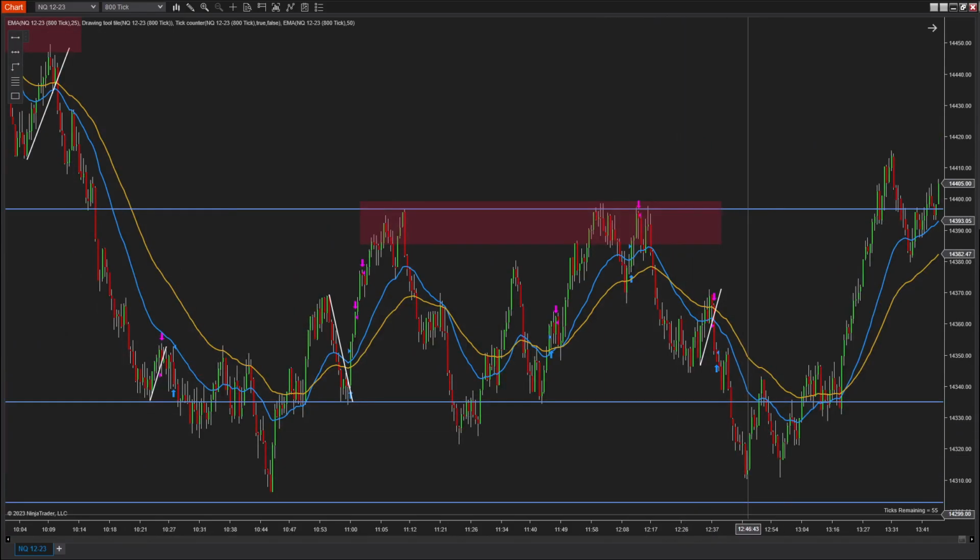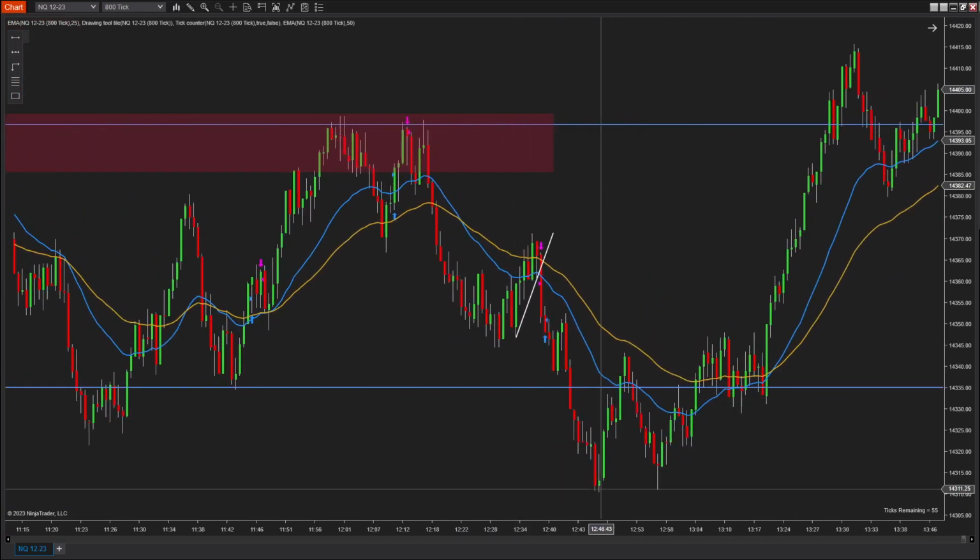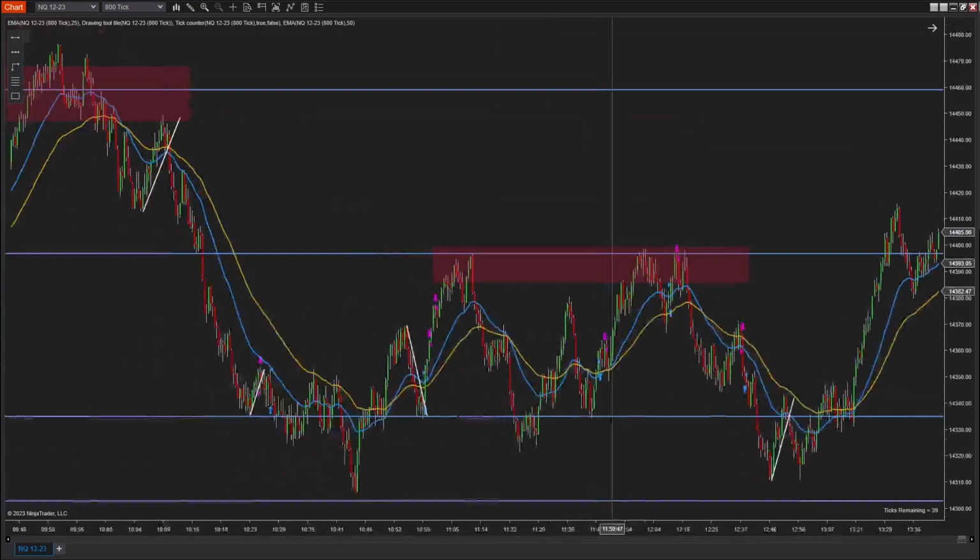Now, as you can see, we then got this next really nice flag. Why have we not taken this? This is picture perfect, right? We've got a beautiful flag. It's exactly the same as some of these. In fact, it's an even cleaner flag. For me, we're in a conflict zone.